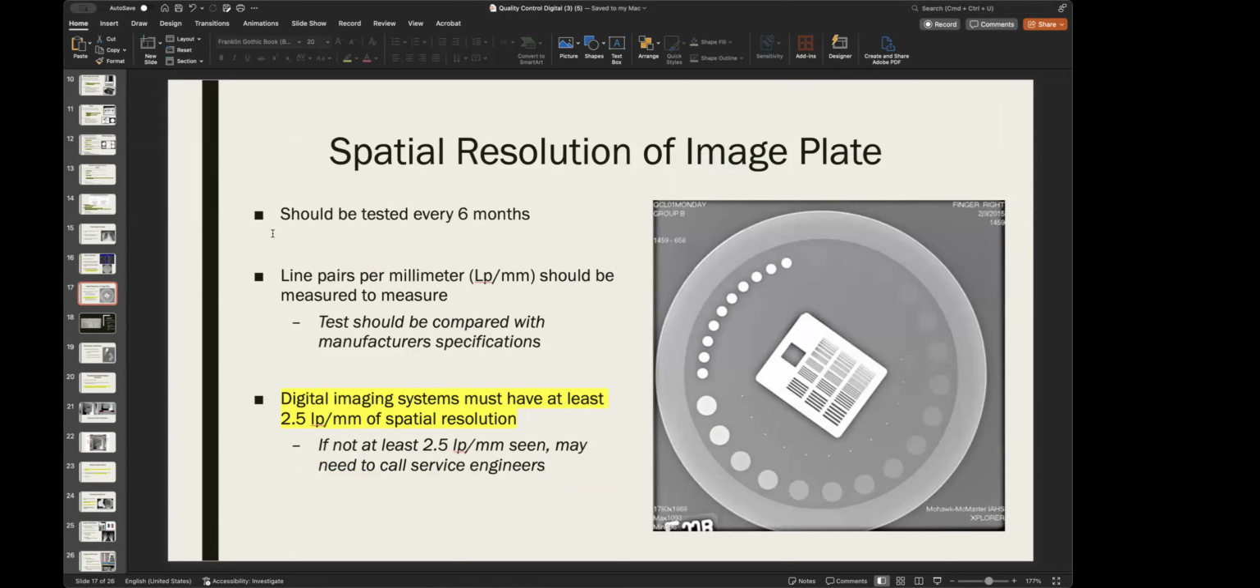When we talk about spatial resolution, this also has to get tested every 6 months. It's measured in line pairs per millimeter. Essentially, the digital imaging systems must have at least 2.5 line pairs per millimeter of spatial resolution. If not, you're going to probably have to call a service engineer out.